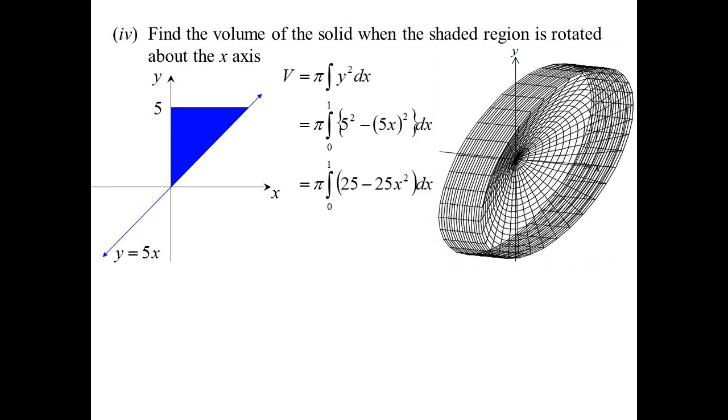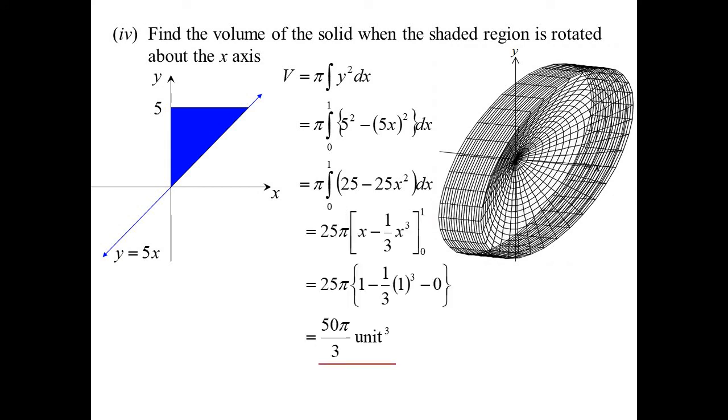So you've got to look at your boundaries. I'm going around the x-axis. So for each of those slices, the top boundary is the line y equals 5. The bottom boundary is the line y equals 5x. Similar to what we did with area: top boundary minus the bottom boundary. But you square them before you subtract them, because you're saying it's the volume of the top boundary minus the volume of the bottom boundary. So it's 5 squared minus 5x squared. So we get 25 minus 25x squared. And that tidies up to be eventually 50 pi on 3 units cubed.